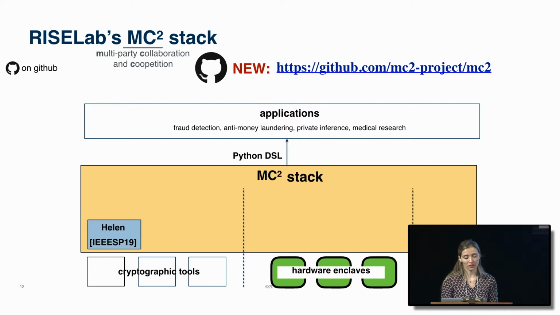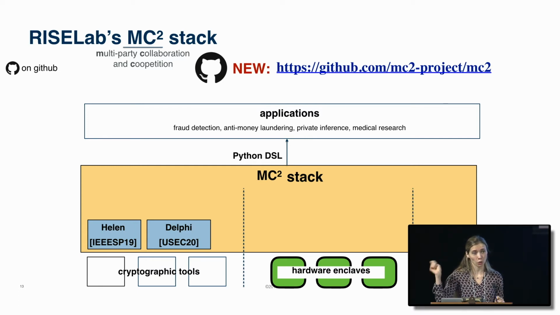On the cryptography side, I already mentioned Helen, which can train linear models in a very strong security model. Besides this, we've just recently published a camera ready for Delphi, which can do deep learning inference between a cloud holding a model and a user having their own input vector, without sharing the data with each other.